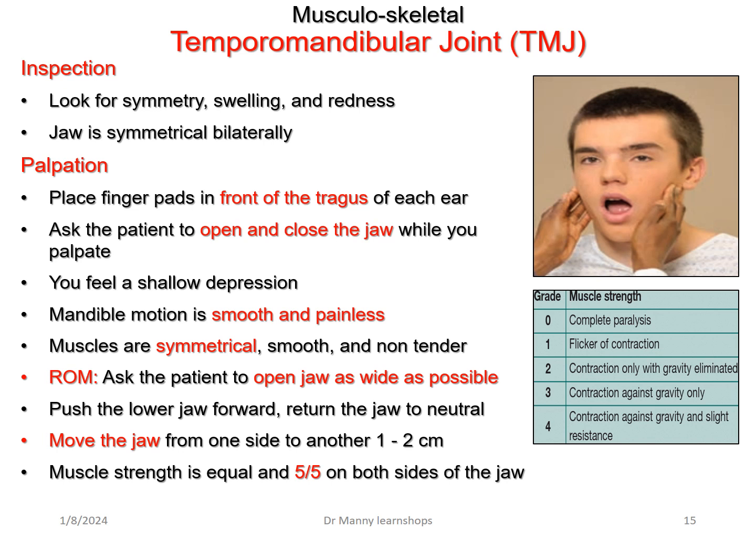And the range of motion, you ask the patient to open the jaw as wide as possible, and you push the lower jaw forward and return the jaw to the neutral position. The jaw also is asked to be moved from side to side, 1 to 2 centimetres, and muscle strength can be assessed, and it should be 5 out of 5, or the maximum 4 in the muscle grade strength indicator, contraction against gravity and slight resistance.